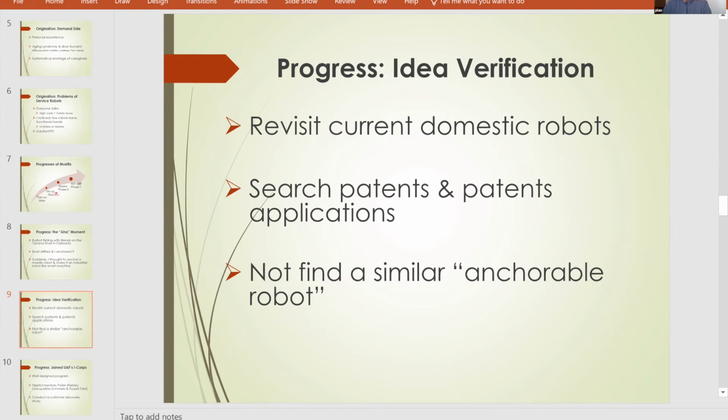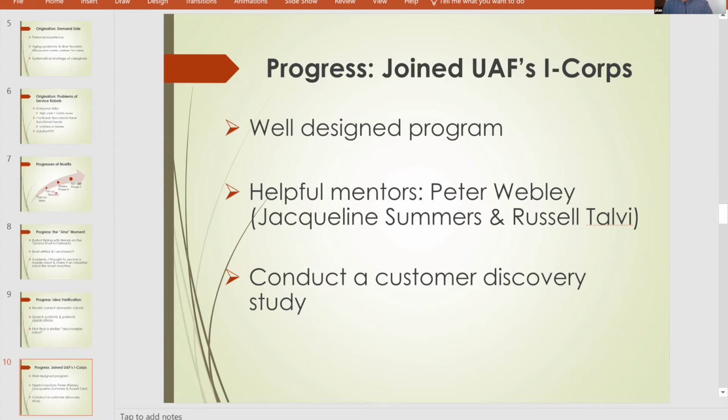So that is the second one. I joined the UAF I-CORPS. I joined this program. This program is usually for people who already have the technology but need to do some marketing research. But for me, I'm not a technical person. I got the idea as a layman, right? But I thought I could join this program, talk to people, and collect more information.